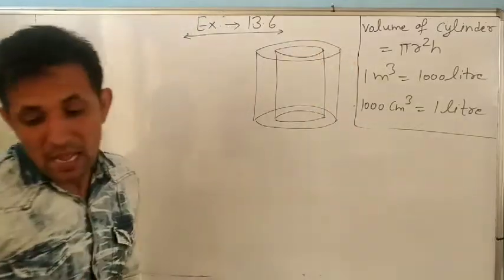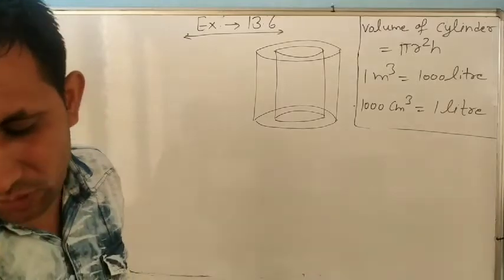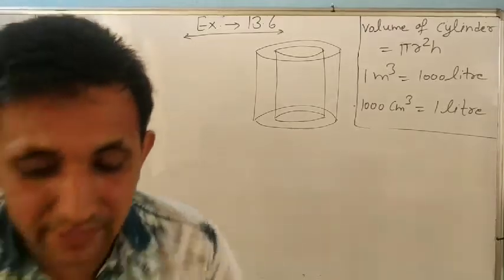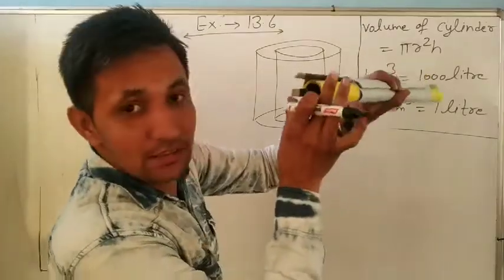In the question it is given the inner diameter of the cylindrical wooden pipe. Inner means inner, so it means inner diameter. One is the inner and one is the outer diameter.